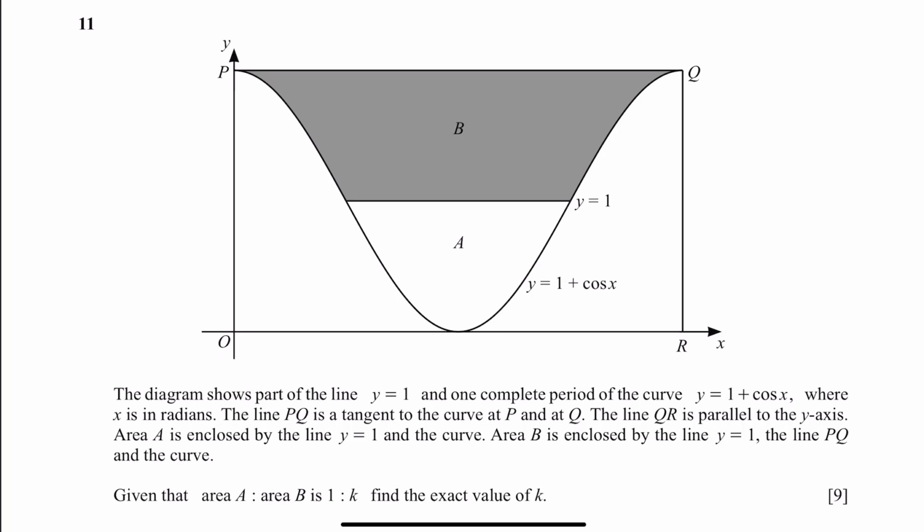So we have a ratio of areas. Area A to area B is 1 to k, so we have to find the value of k. This clearly wants us to find the value of area A and the value of area B and then compare them like this. So let's start off by finding the value of area A. It's bound between y equals 1 and y equals 1 plus cos x. So what we first do is find the points of contact, where we find the bounds of integration.